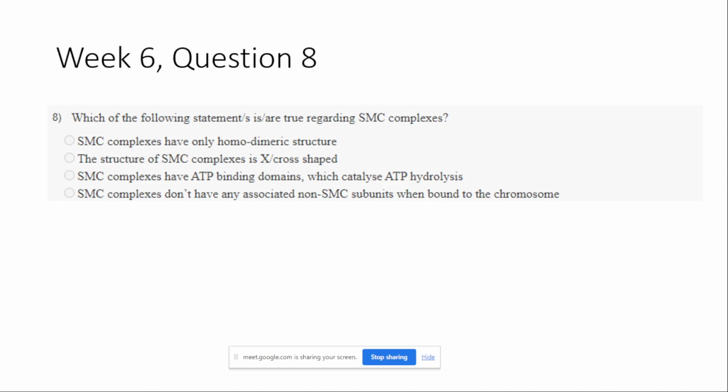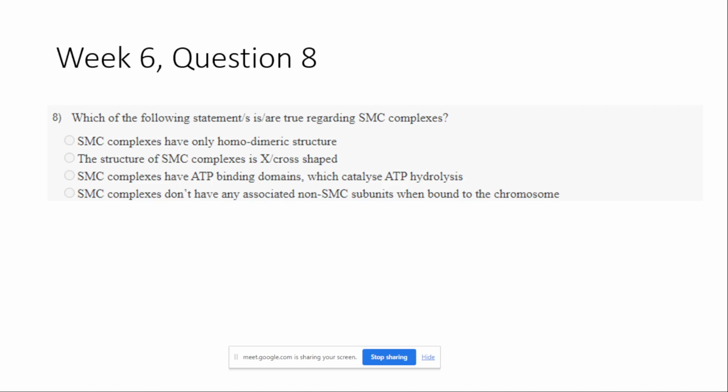The third option is that SMC complexes have an ATP binding domain which catalyzes it. This is true, because as I told you, after folding there is an ATPase head domain. In the ATPase domain they have the ATP binding region, which catalyzes ATP hydrolysis. So option C is the right statement about the SMC complex.